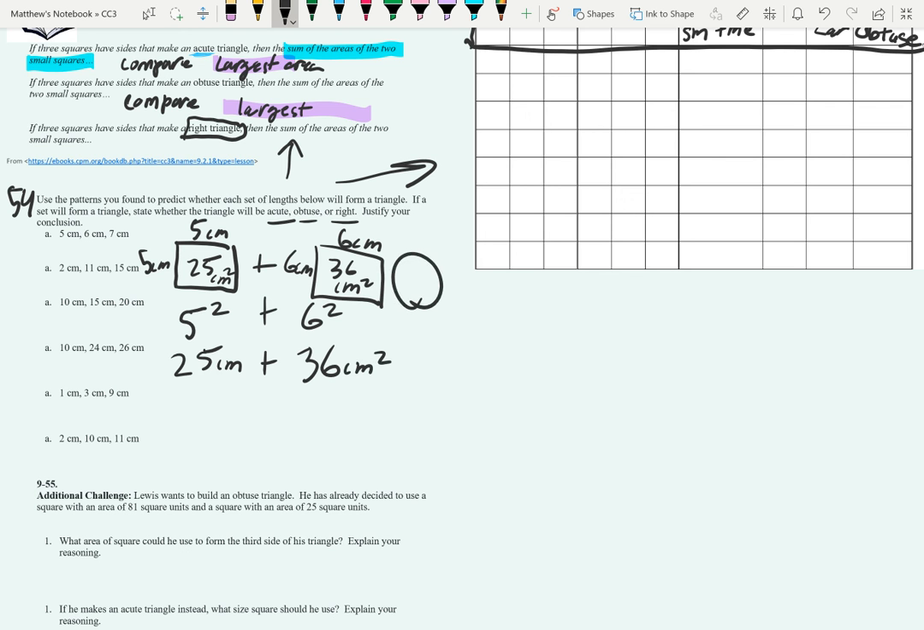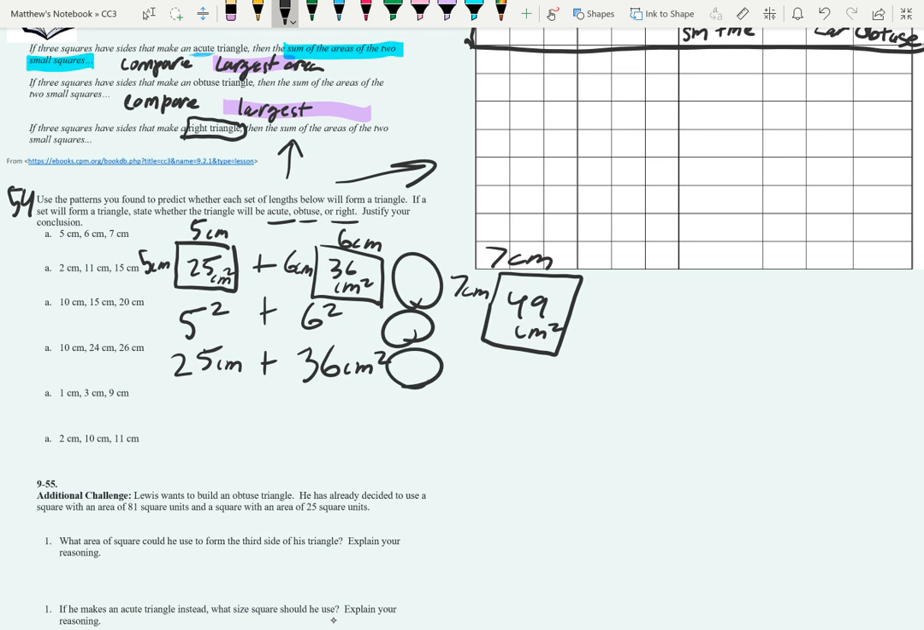And then we're going to see how that compares. So we can't write equals, we can't write greater than or less than, to the largest side length, which is going to have the biggest area, of course. Here's that square for us. And that would be 49 centimeters squared.